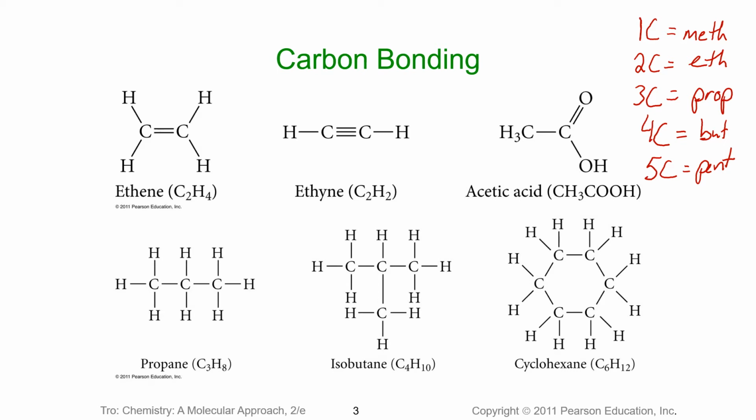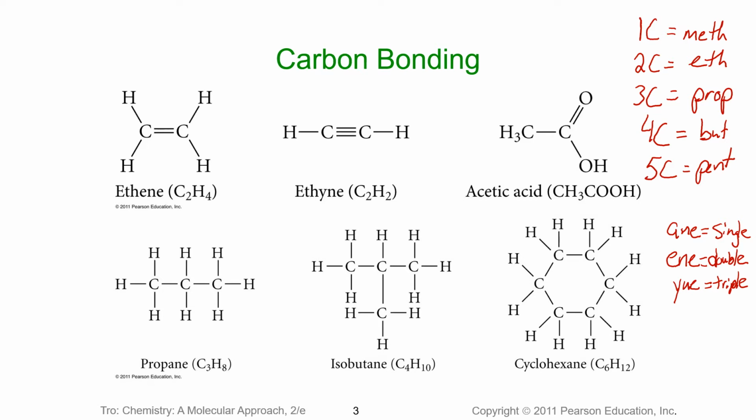The other unique thing about naming for carbon is the ending. If it ends in ane, that means that it is strictly single bonds. If it ends in ene, then there's at least 1 double bond. And if it ends in yne, then there is at least 1 triple bond. And so we can learn a lot about the compound by looking at its name.